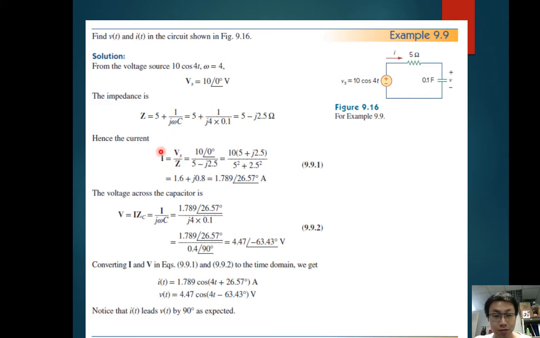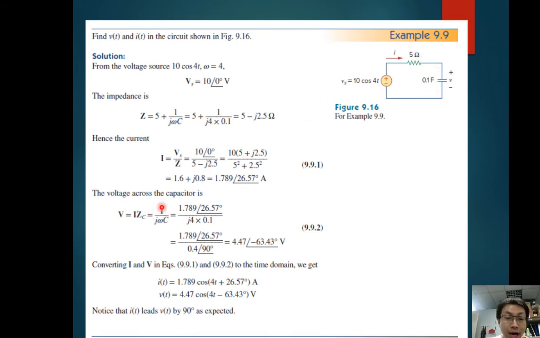Then I find my current, which is Vs divided by the total load. Vs is actually 10 angle of 0 degrees. My load is this one. I just use a calculator and I can find this value. After that, I want to find the V here, so I use V equals I times Z.